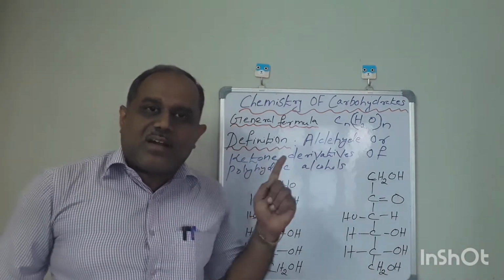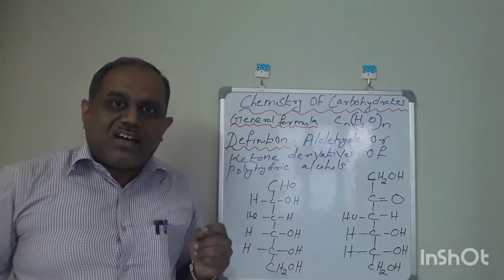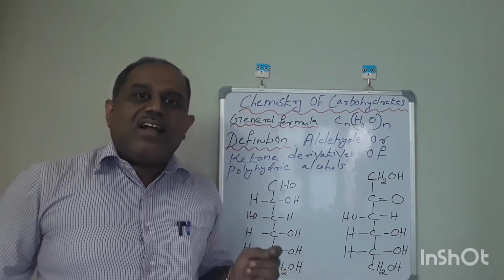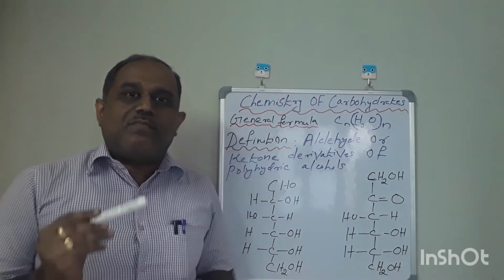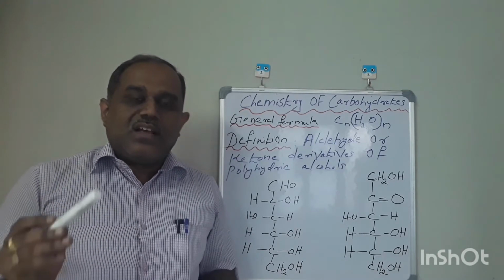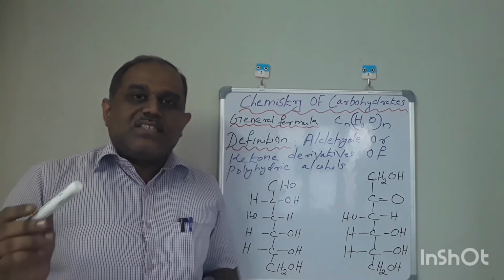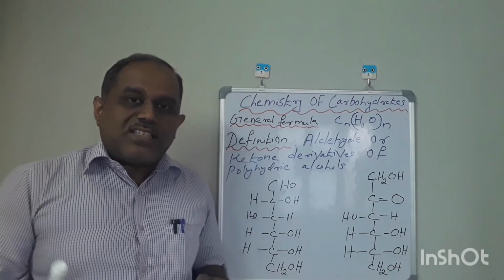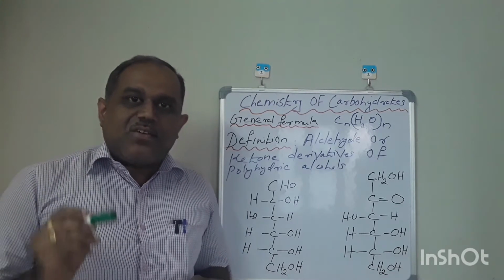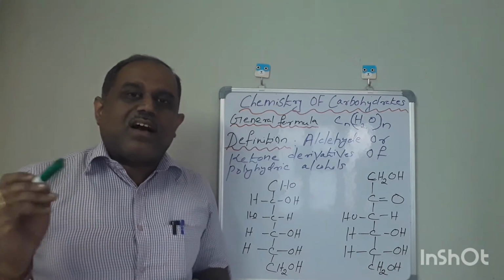So how will you define carbohydrate? Carbohydrates are defined as aldehyde or ketone derivatives of polyhydric alcohols. So again I repeat, carbohydrates are defined as aldehyde or ketone derivatives of polyhydric alcohols.